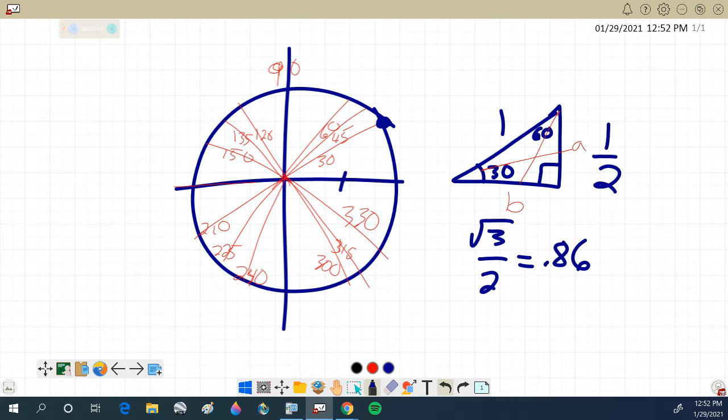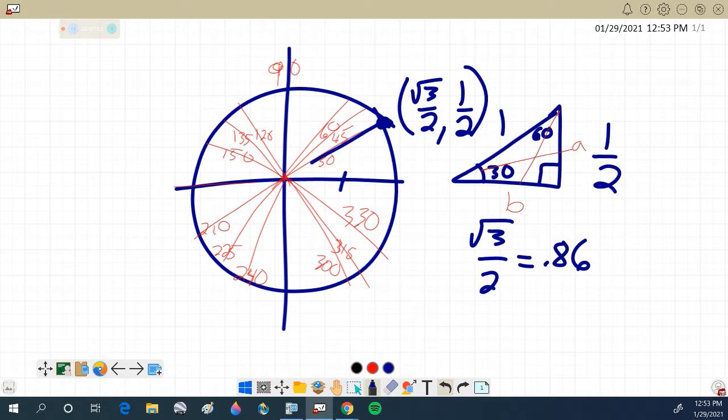I could show you how to get those, but it's really not worth your time. Okay? So this point right here is root 3/2, comma 1/2. Because I go over 0.86 and up 1/2. Okay? What about this triangle?